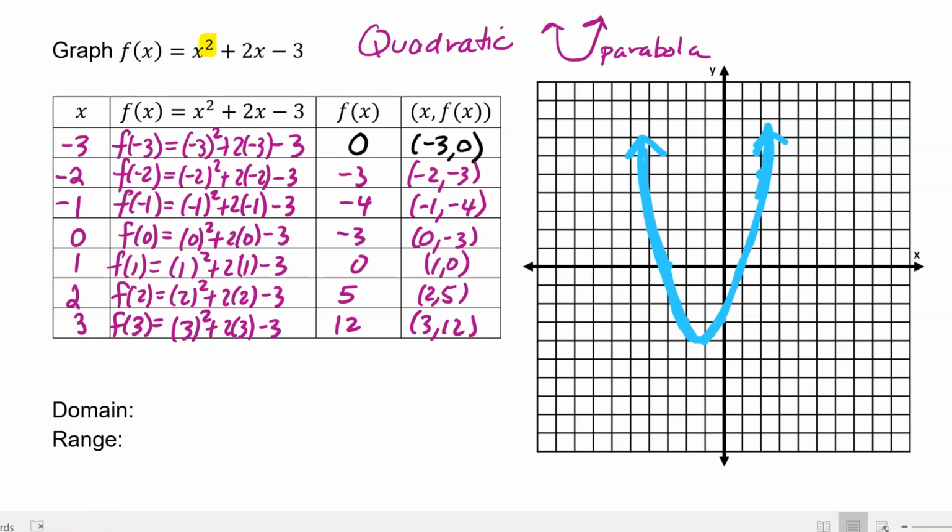Now, the domain of this function, notice how this continues. It inches its way to the left, so it covers the left side of the x-axis, and it's also going to inch its way to the right slowly but surely, so it covers all of the x-axis. So the domain of this quadratic function here is -infinity to +infinity.